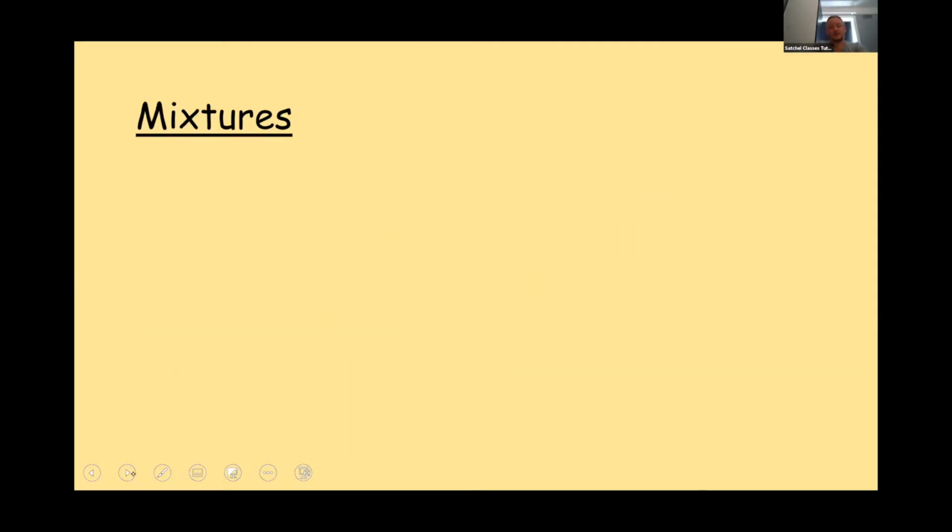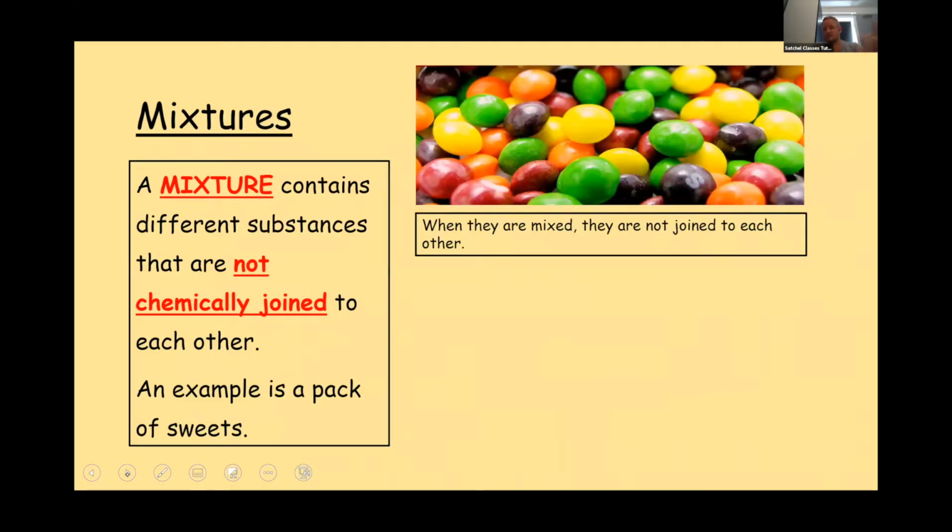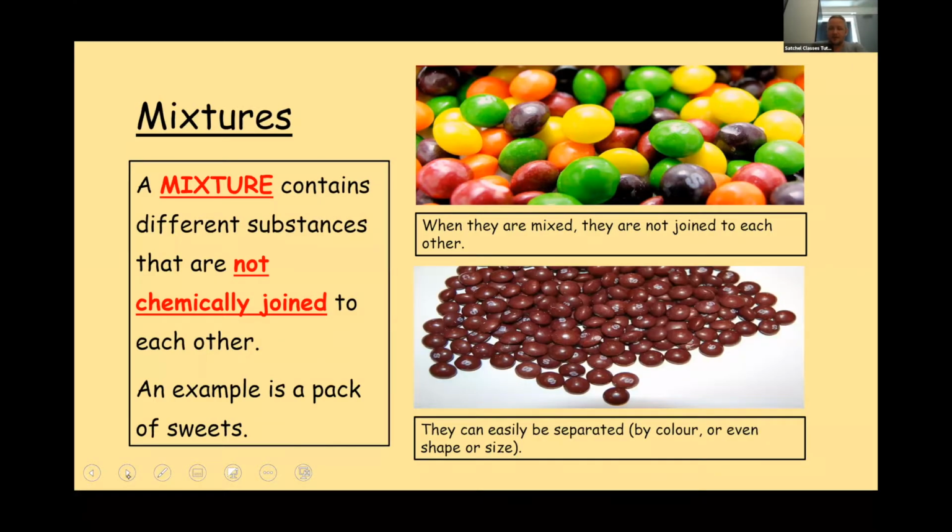So what is a mixture then? Well, we've already come across the idea that a mixture contains different substances, but what's important is they're not chemically joined together. That makes them easier to separate. For example, a pack of sweets, Skittles. When they're mixed together like this, they're not joined to each other. You can pick them out, you can go for your favourite colour, but if, like me, you have a favourite colour, then you can easily separate them into a pile of that colour, or even, if they're different types of sweets, shape or size. The characteristic you choose is up to you.